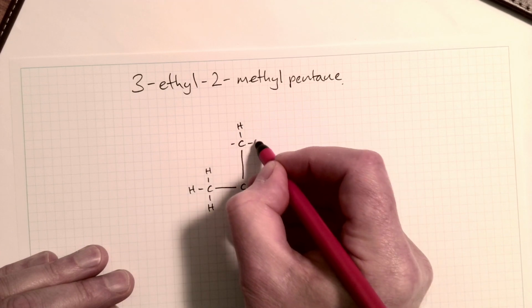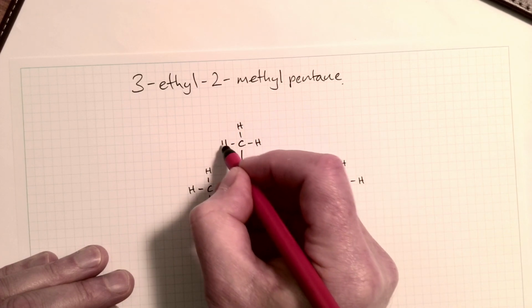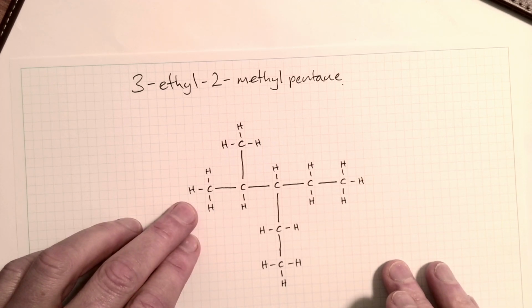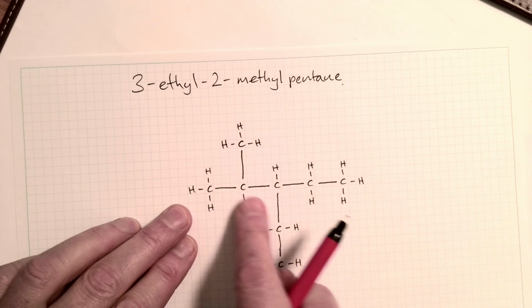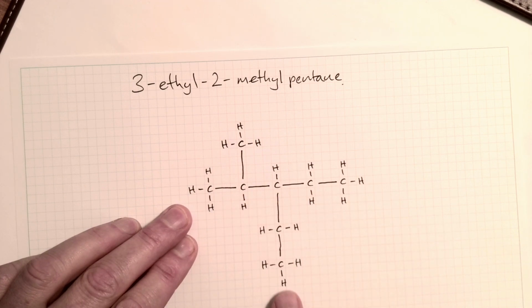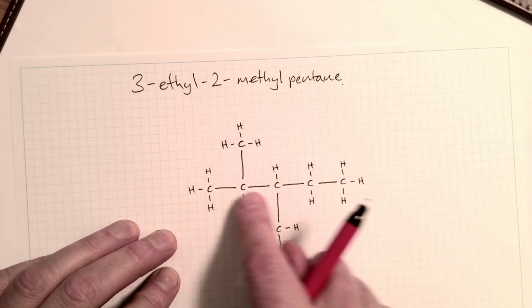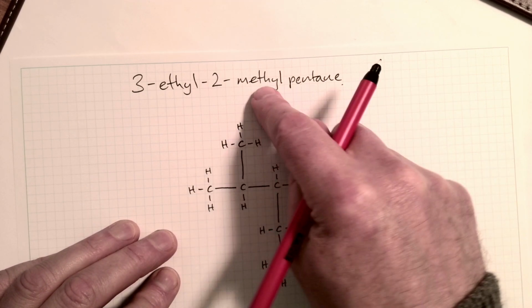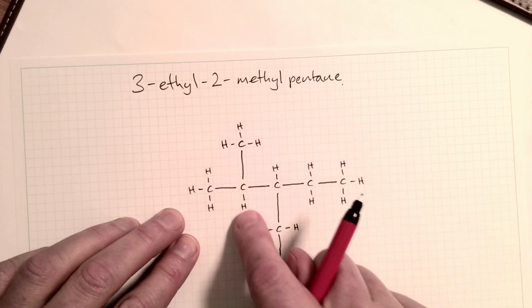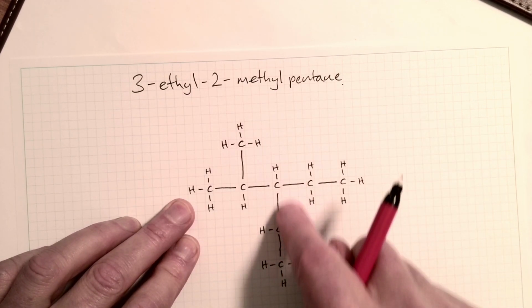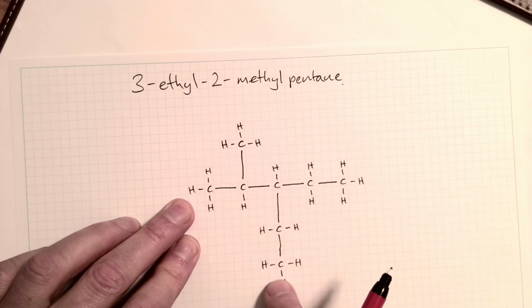And again, remember, get to the end of your problem and make sure you check to ensure that every carbon has four bonds, good. Check your name, pentane, 1, 2, 3, 4, 5, good. Methyl, 1 methyl group on the second carbon, there it is. And an ethyl group on the third carbon, ethyl is 2 carbons, and there it is, 1, 2, 3, ding.